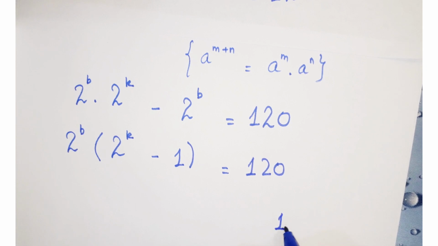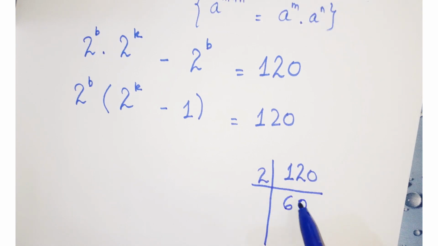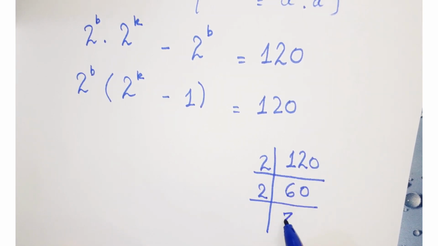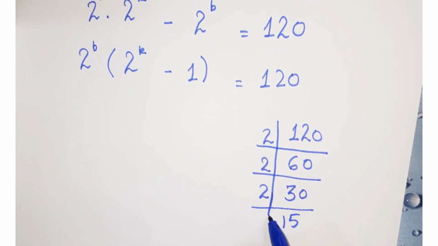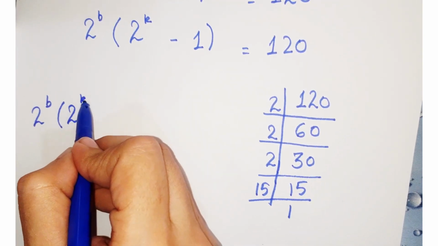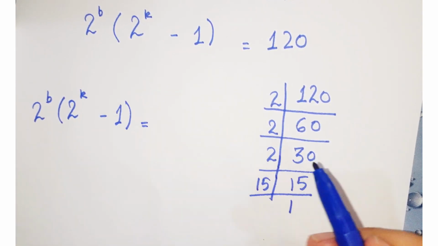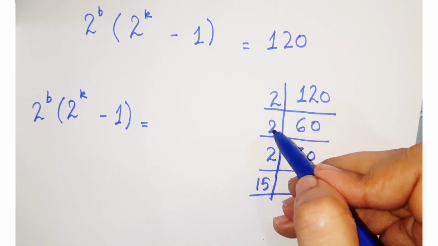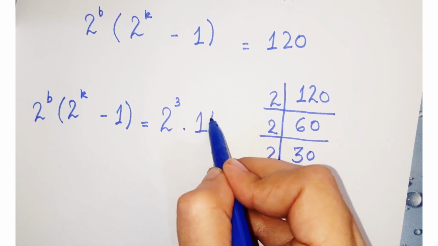Now we are going to find the factors of this 120. So we get here, this is 2 times, again this is 2 times, again this is 2 times, and this is 15, right? So we can write this as 2 to the power b into (2 to the power k minus 1), and now this 120 can be written as 2 to the power 3 into 15.